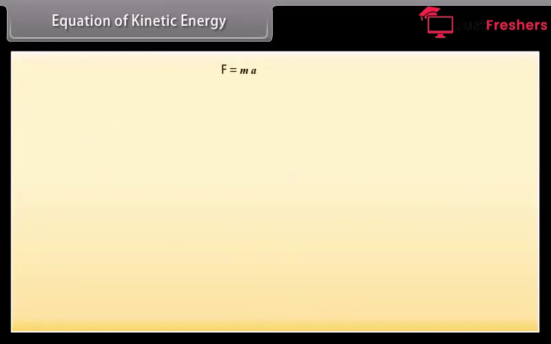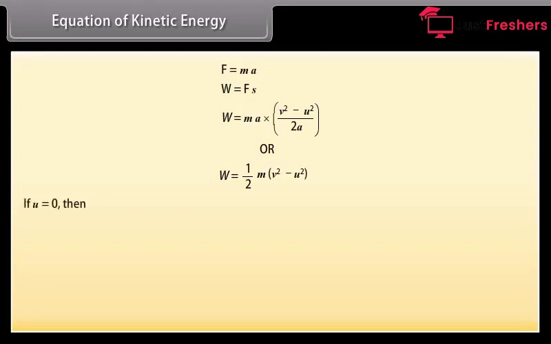We know that F is equal to ma, so by using values of F and s in the equation of work, we get W is equal to ma into (v square minus u square) whole upon 2a. Or we can write it as W is equal to 1 upon 2 into m into (v square minus u square). If the object is starting from its stationary position, that is u is equal to 0, then the work done, W is equal to 1 upon 2 into mv square.